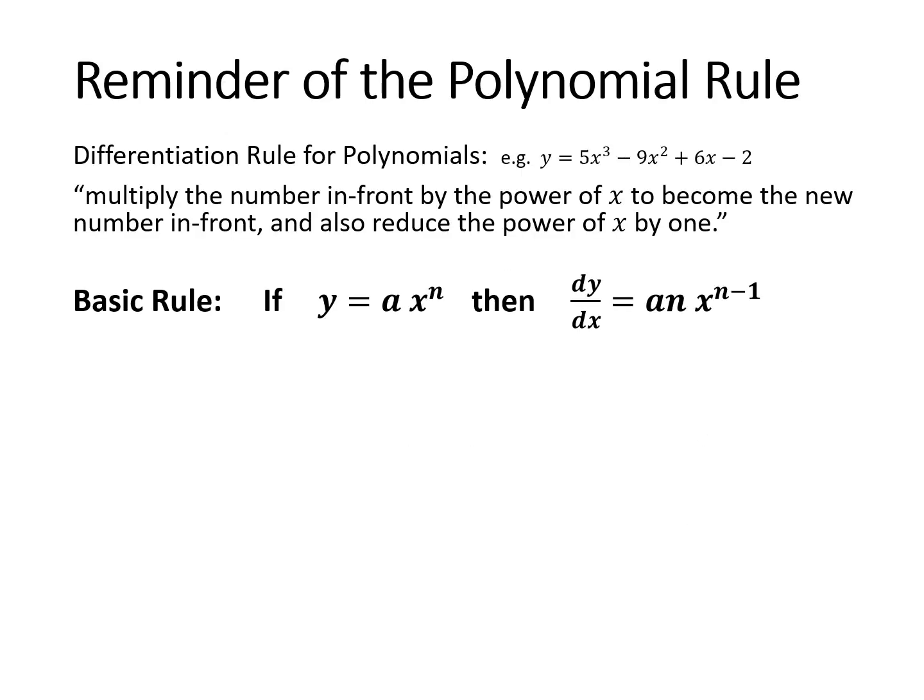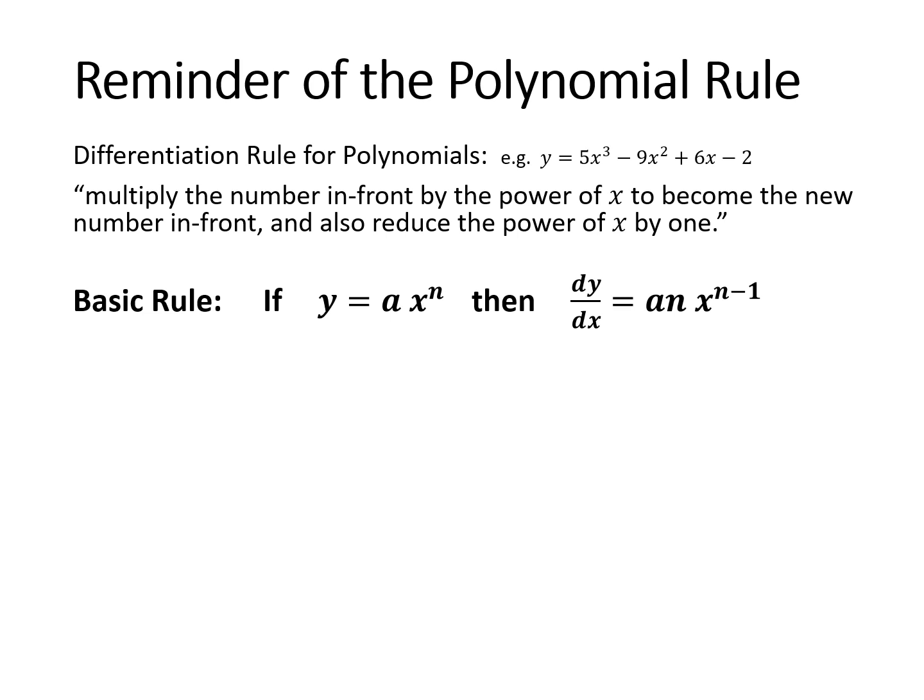So first of all, let's just remind ourselves of the polynomial rule. That was you had to multiply the number in front of each term by the power of x to become the new number in front, and we also had to reduce the power of x by 1. So the rule was if y equals ax to the n, then dy by dx equals anx to the n minus 1.